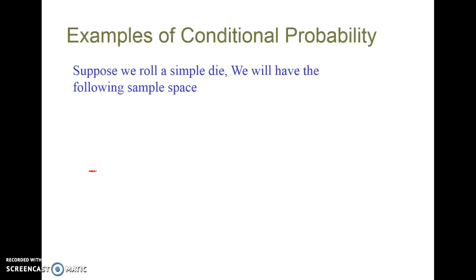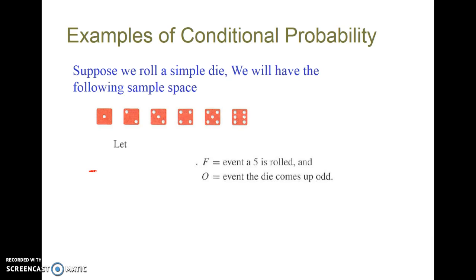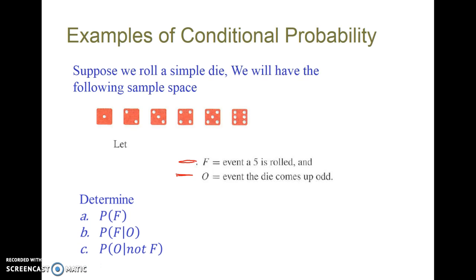A real quick example of something like this would be this. Suppose we roll a simple die. When we do that, we can get 6 different outcomes: 1, 2, 3, 4, 5, or 6. If we let F be the event that a 5 is rolled, and O be the event that the die comes up with an odd number, then we want to find these 3 things.